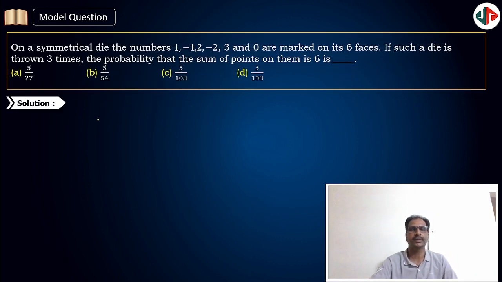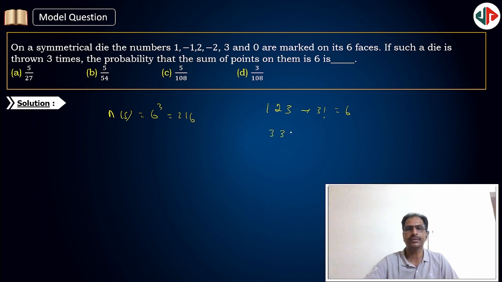Next, on a symmetrical die, the numbers 1, minus 1, 2, minus 2, 3, and 0 are marked on 6 places. If such a die is thrown 3 times, so what will be n of s when a die is thrown 3 times? 6 cube, which is 216. Then the probability that sum of points on them is 6. What are the possible cases where you get sum as 6 means? 1, 2, 3, 3 factorial cases, 6 cases.